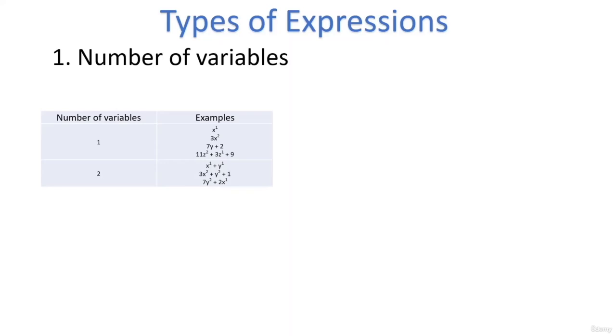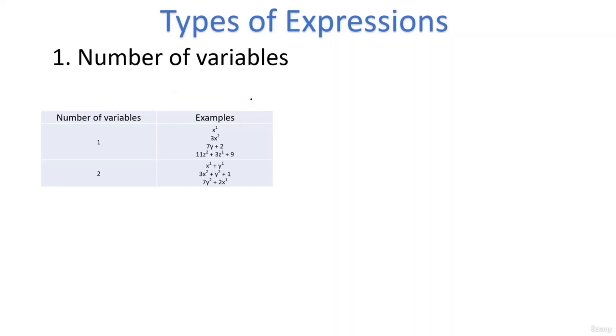Now, there are certain expressions with double variables, like two variables. You can see here x raised to 1 plus y raised to 1, 3x square plus y square plus 1, 7y square plus 2, x raised to 1. These are some examples of expressions having two variables. There are certain expressions which have three variables, like x square plus y plus 3z. This is three variables. So an expression can contain n number of variables.